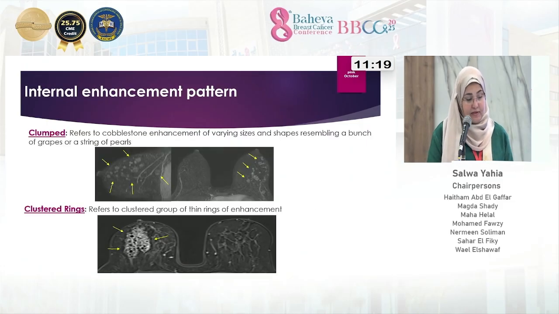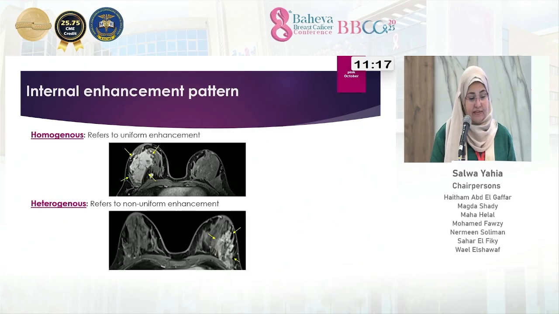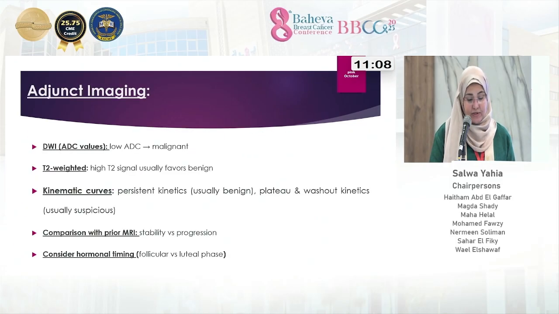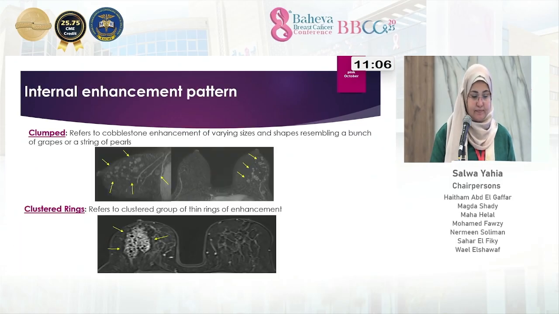Internal enhancement pattern may be homogeneous and refers to a uniform enhancement. Heterogeneous refers to non-uniform enhancement. Clumped refers to cobblestone enhancement of varying sizes and shapes resembling a bunch of grapes or string of pearls. Clustered rings refers to a cluster group of thin rings of enhancement.